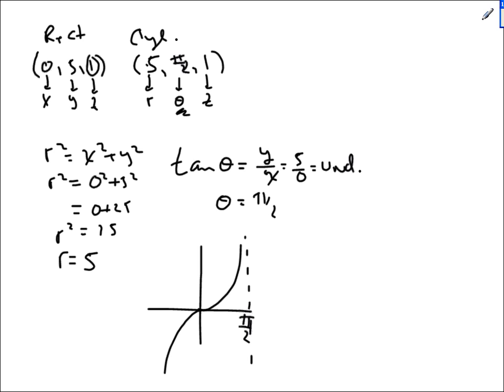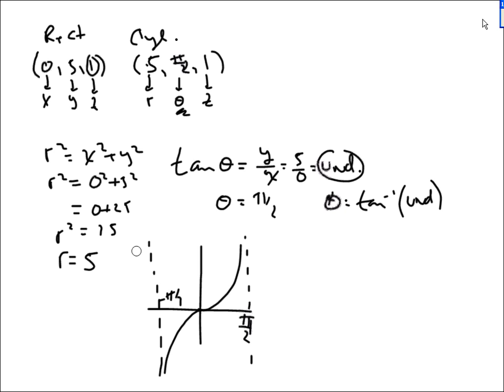That is, we want to do tan inverse, but we can't do tan inverse of undefined. Theta is the tan inverse of undefined. The tan inverse is defined to be between negative pi over 2 and pi over 2. If it's undefined, we'll call it pi over 2. And that problem is over.